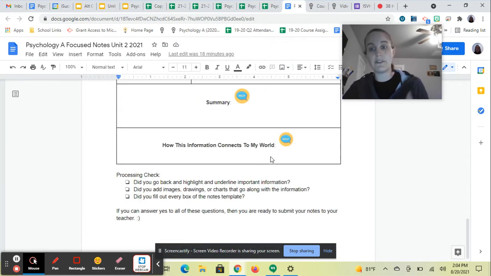After you've gone through all the vocab words, all of those questions that come up, you'll need to write a short summary. It doesn't have to be super long, just a couple sentences explaining what you learned in the unit. Then this box is also important. It's how the information connects to your world.